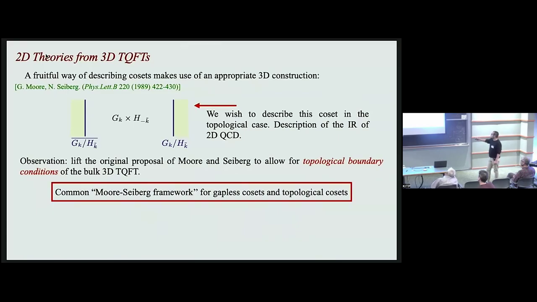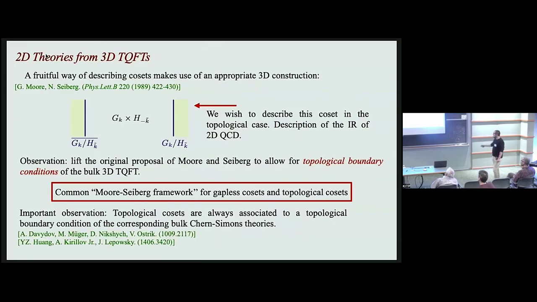So basically the observation that topological boundary conditions are a thing is what allows us to have something like a Moore-Seiberg framework for gapless cosets and topological cosets. And it turns out that this is always possible. Topological cosets always allow for such a boundary condition, which is something that has been argued by mathematicians in these two papers that I know. So it's mathematically grounded. We can always expect this for any topological coset. This is always the case.